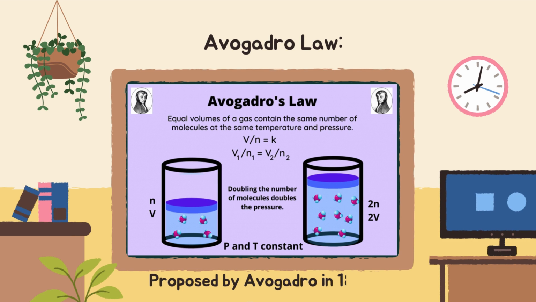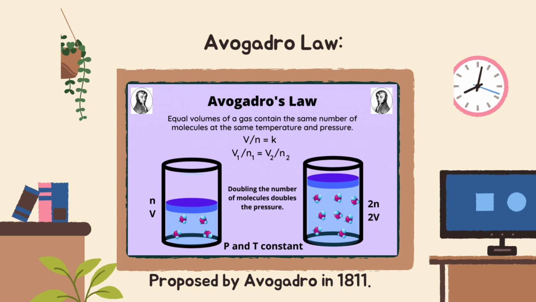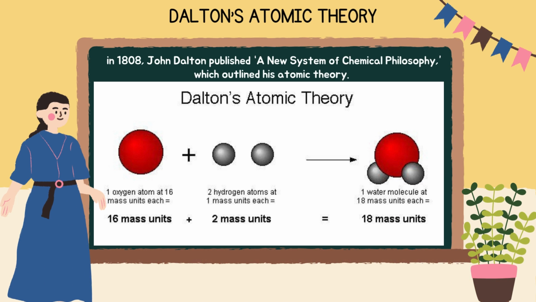Last one is Avogadro's law. Equal volumes of gases at the same temperature and pressure contain the same number of molecules, proposed by Avogadro in 1811. Next topic is Dalton's atomic theory.